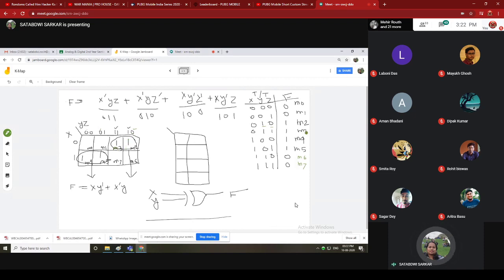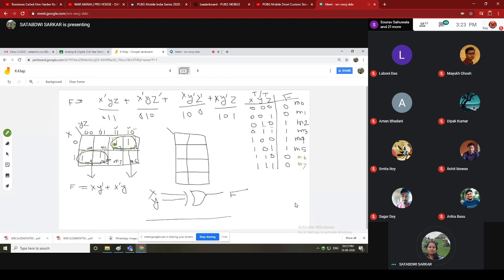And again in M3, this is the value of the cell, that is 0, 1, 1. So value of X is 0, Y is 1, and Z is 1. For this cell, M3, we are putting 1. Now we are making a group. Here one group is generated. Now from this group we are minimizing the expression.